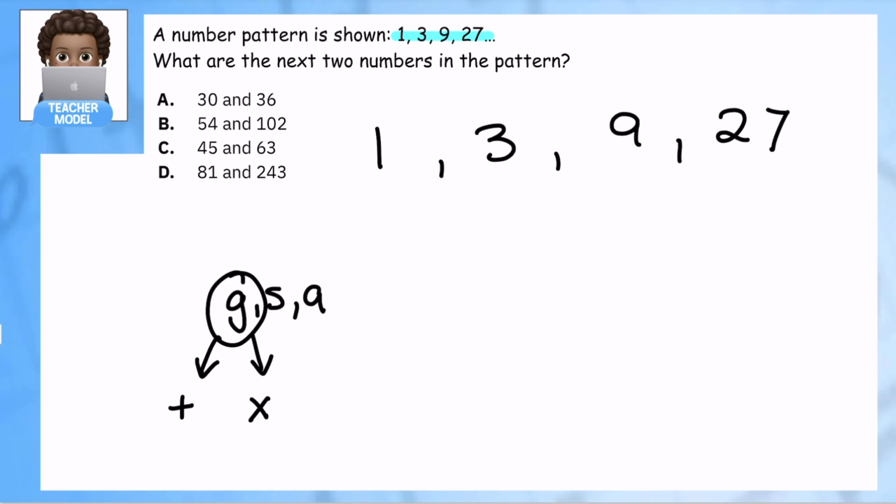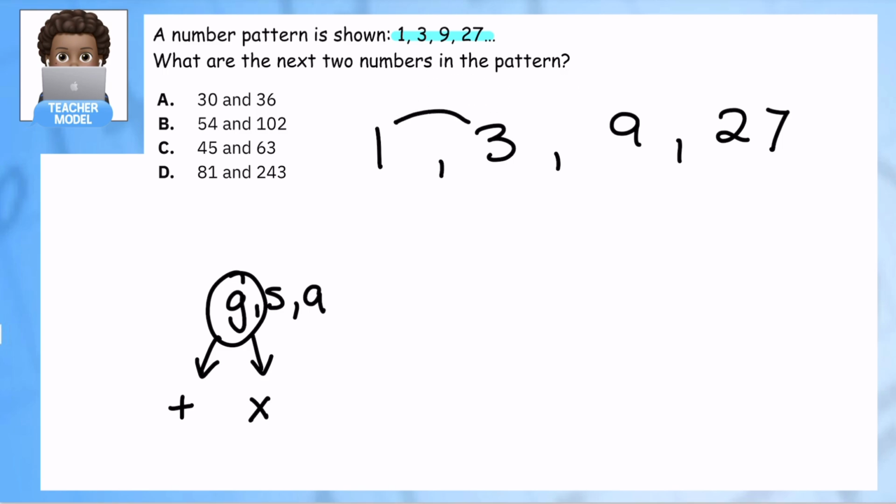So I'll try the adding one first. To go from 1 to 3, I'm adding 2. So if I keep adding 2, I'm not getting that same number. Just so you can see, if I added 2, 1 plus 2 makes 3, and 3 plus 2 would have given me 5, but I have 9. So this is not an adding pattern. This has to be something else. So let's erase this one.